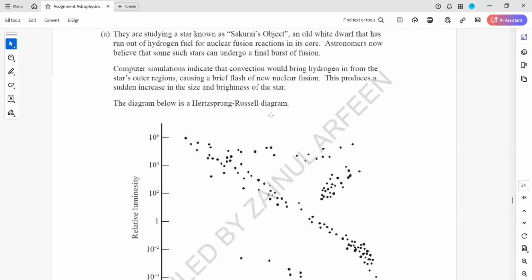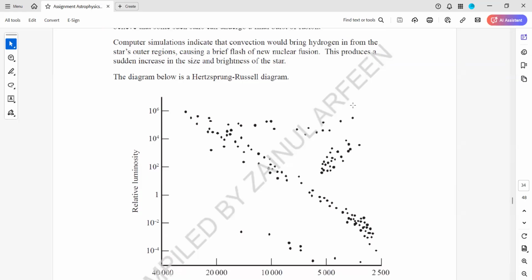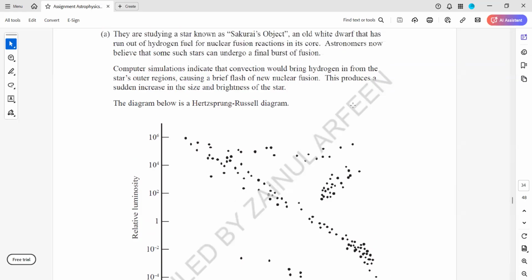Computer simulations indicate that convection would bring the hydrogen in from the outer region of the star and cause the flash of nuclear fusion. Like we have a core there, then some hydrogen in the surrounding. So because of the convection, the hydrogen comes closer and it will undergo fusion again. This produces a sudden increase in the size and the brightness of the star.